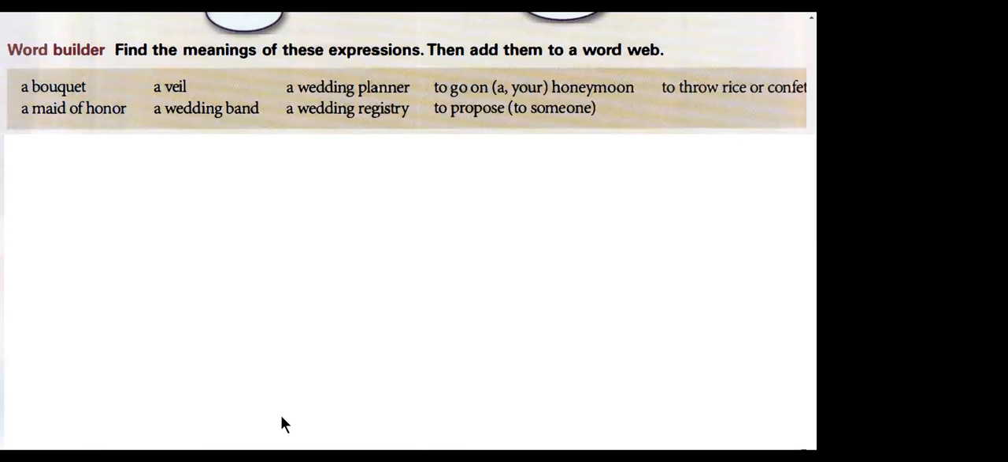A bouquet is the bunch of flowers that, in this case, a bride carries the day of her wedding.